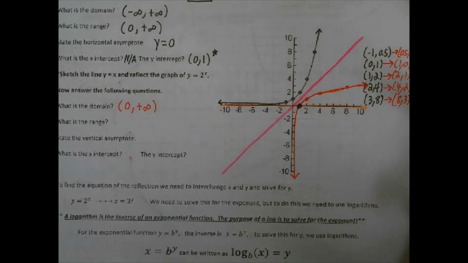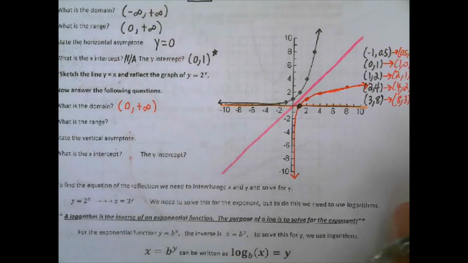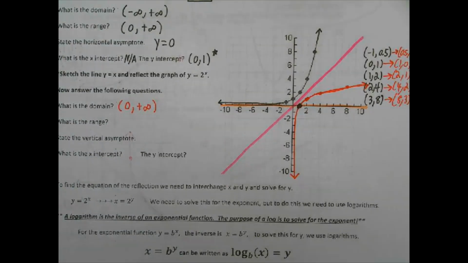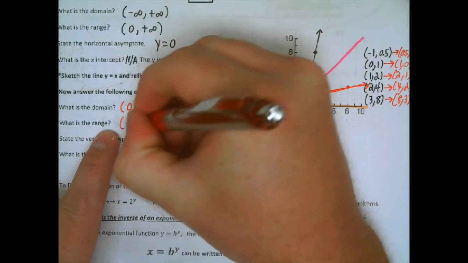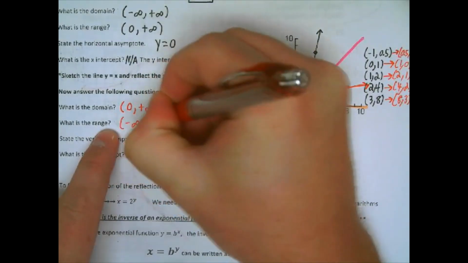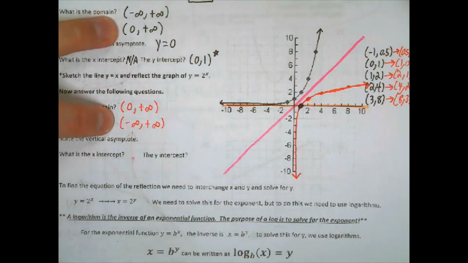What is the range here? Does anybody have the range? The red function. Does the red function go up and down forever, or does it stop? Very good. Negative infinity to infinity. And again, we switched x and y, so those should also swap.